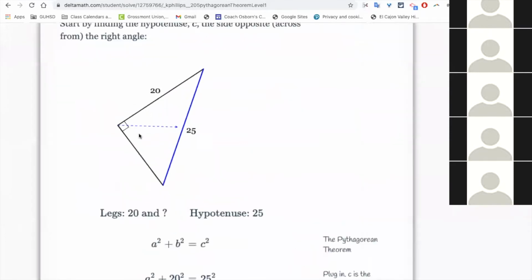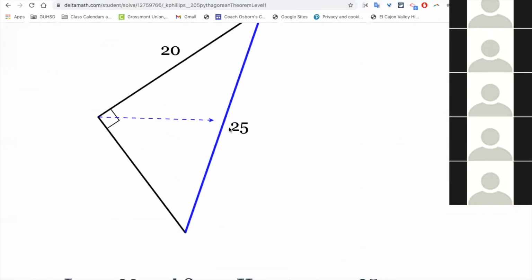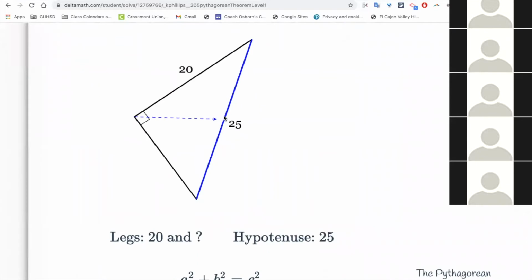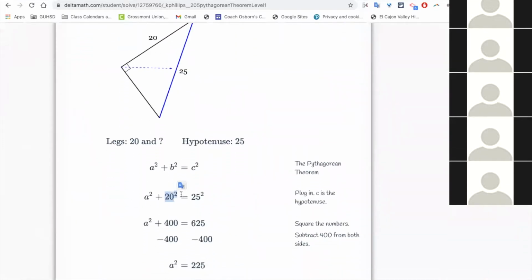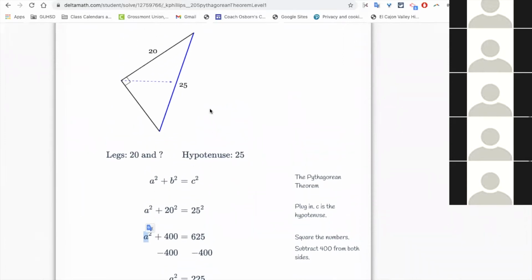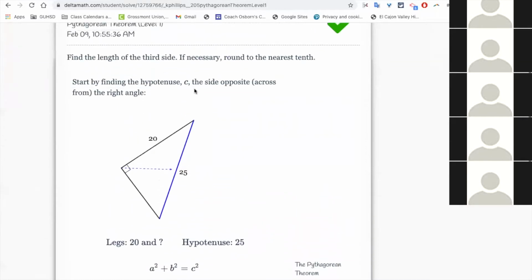Okay, you could see they kind of point out that the side across from the right angle is the hypotenuse. They're setting it up the same way, except in this case, they called the 20 b, and they're looking for a. So it doesn't matter which one is A and which one's B, as long as you make the sides next to the 90 the A or B, okay? And as long as this one is the C, the one across from 90. So that's the most important part, is making sure that you're putting the side that's across from 90 set up as your C, okay?